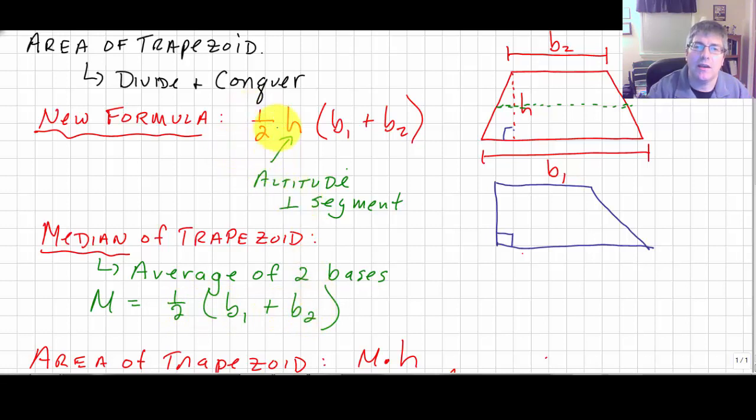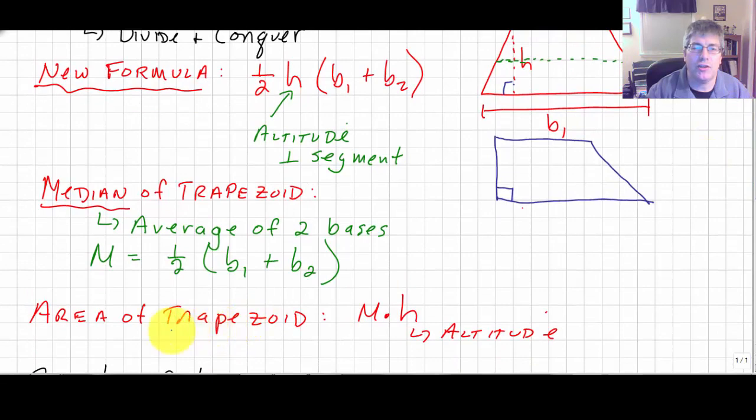You can see in our area formula, we have 1/2 height times (base 1 plus base 2). But if 1/2 (base 1 plus base 2) is the median, then we know by substitution that the area of a trapezoid is median times height, where height is the altitude. So now we have two formulas for the area of a trapezoid: median times height, or 1/2 height times (base 1 plus base 2), knowing that our median is 1/2 (base 1 plus base 2).